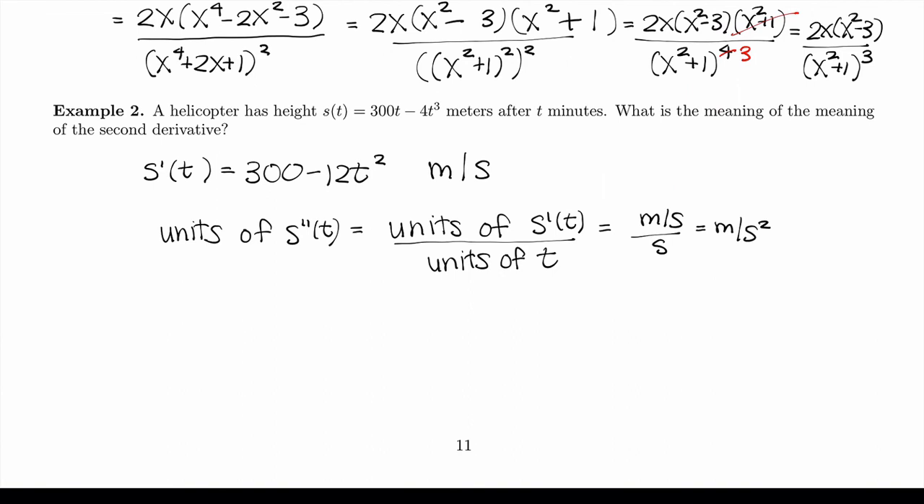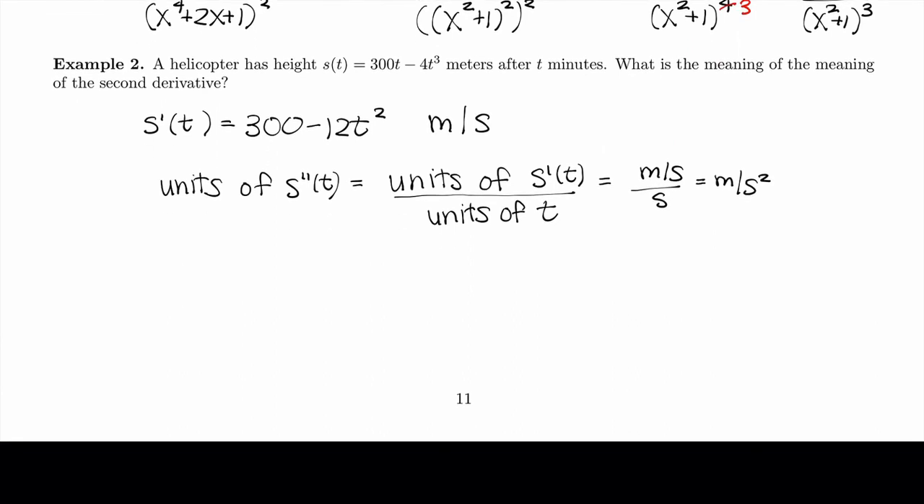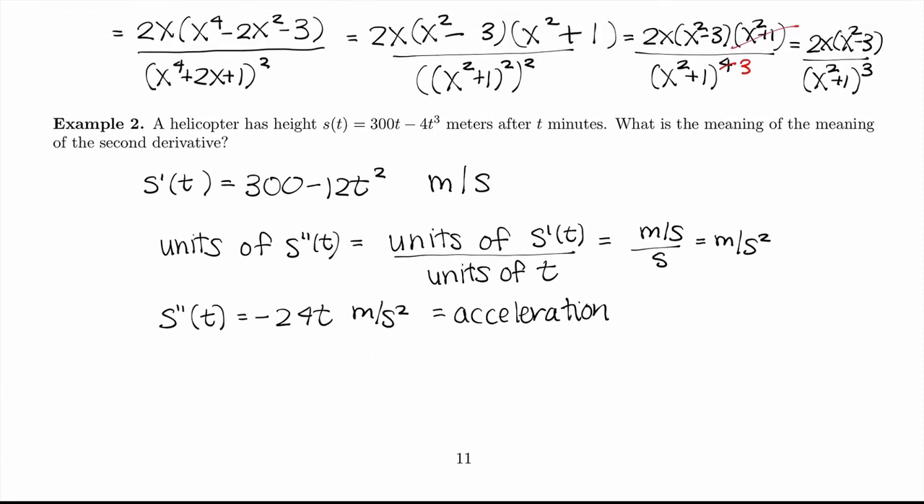So when I do the second derivative, I'm going to get -24t. The units of this are meters per second squared. So this is going to be the acceleration of the object. So in terms of the units of derivatives, you just keep on adding. Every time you take a derivative, you would get another power of the input on the bottom.